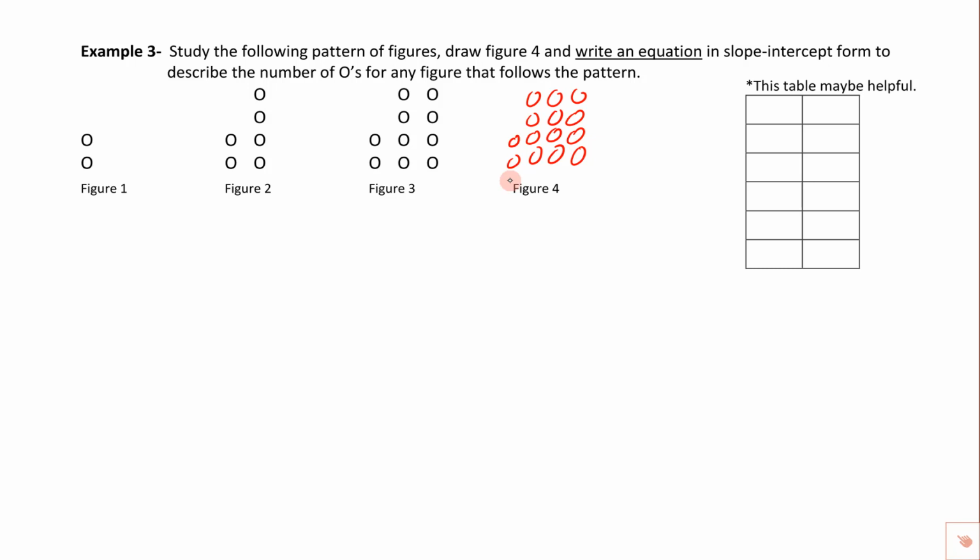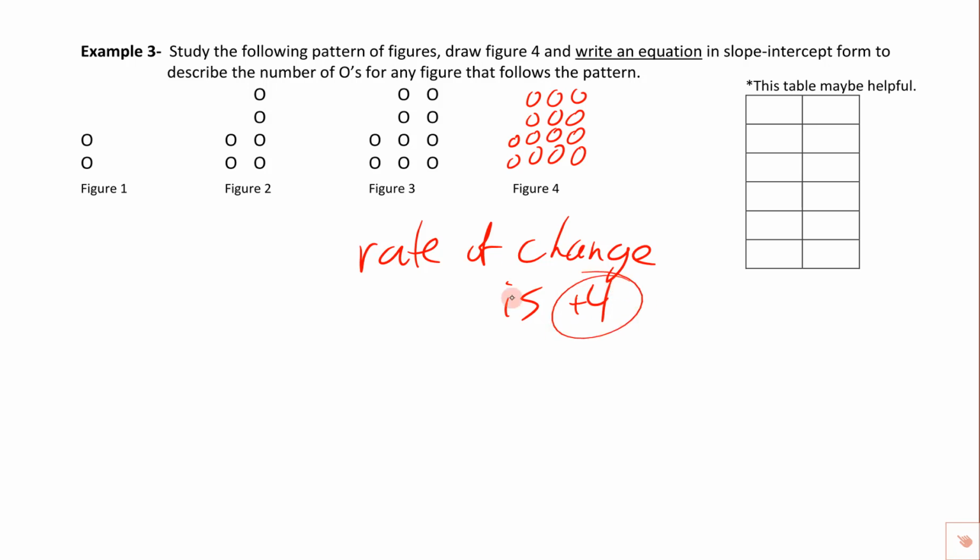So let's think about what's happening here. From figure 1 to figure 2, we added 4 more O's, added 4 more O's, added 4 more O's. So what we're doing is we're adding 4 O's every single time. So that means the rate of change is 4. It's positive 4, okay, because we're adding 4 of those O's every single time.